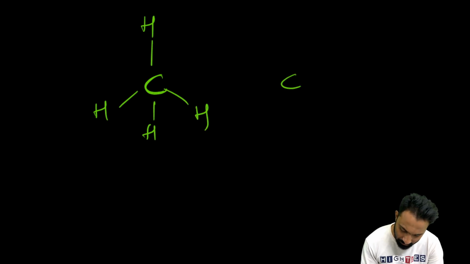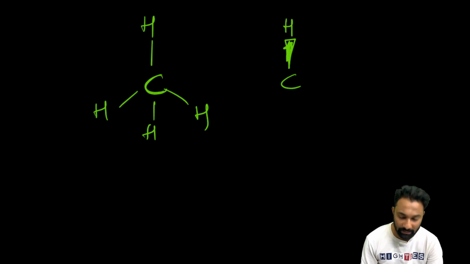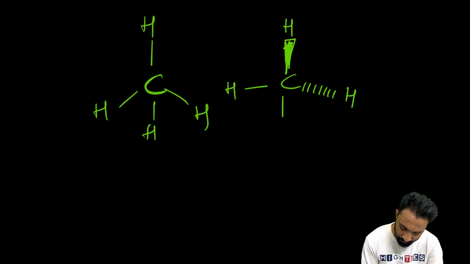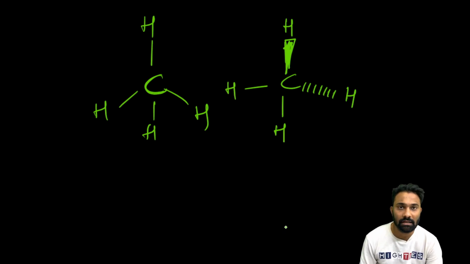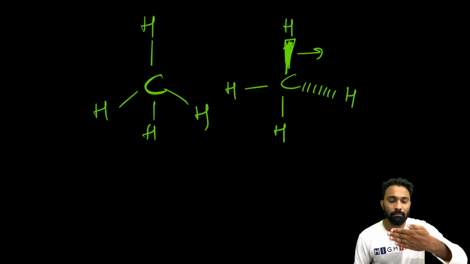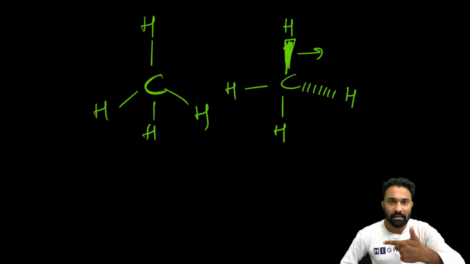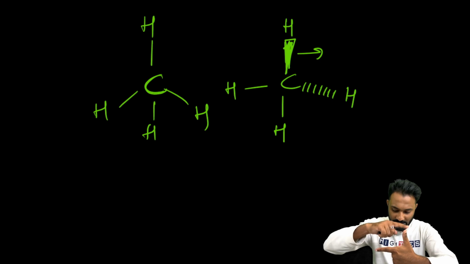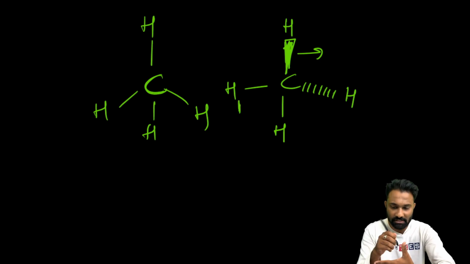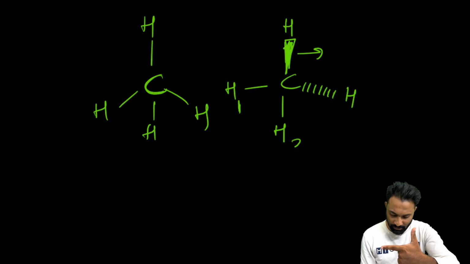Done? Now we can represent this methane three-dimensionally. How to represent? One with the wedge notation, and one with the dotted notation. Clear? And the remaining two will be solid lines. Clear? What does it mean? What does this wedge notation represent? See, if you take any one plane, clear? Now you can see in this manner. This is one hydrogen. Now this is two hydrogen.